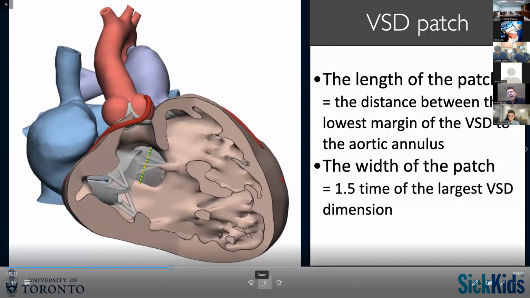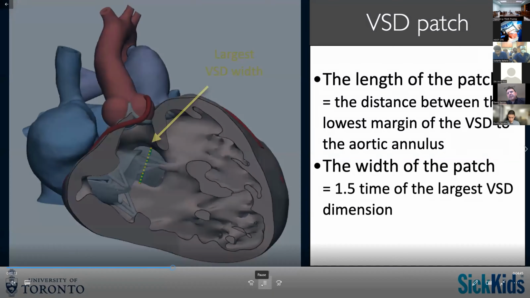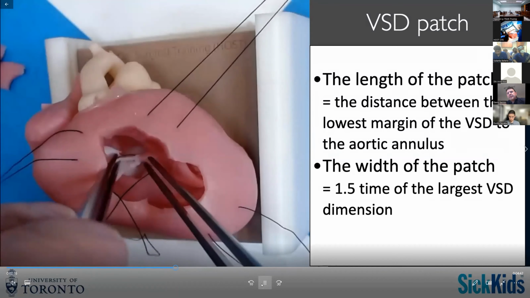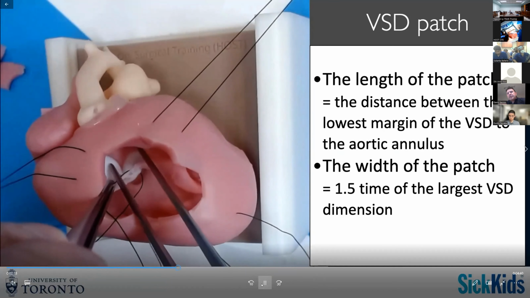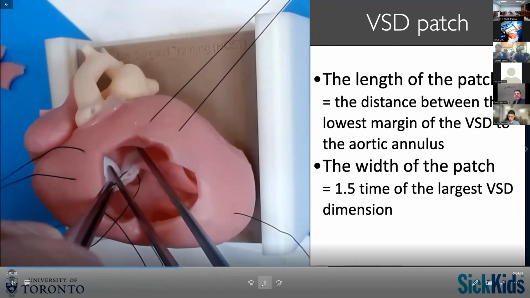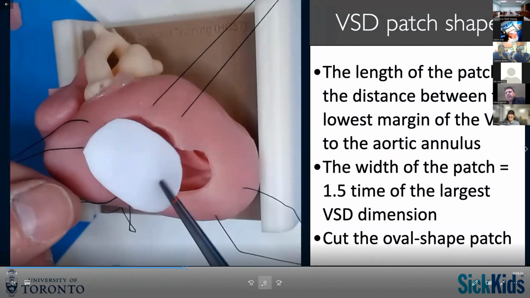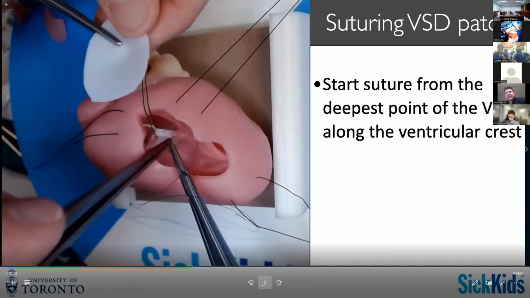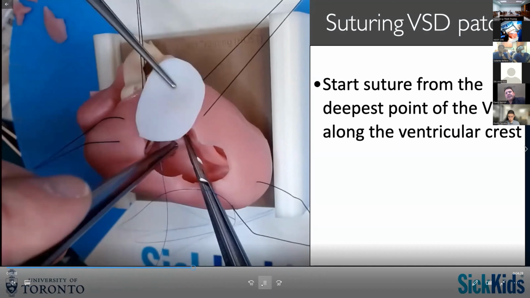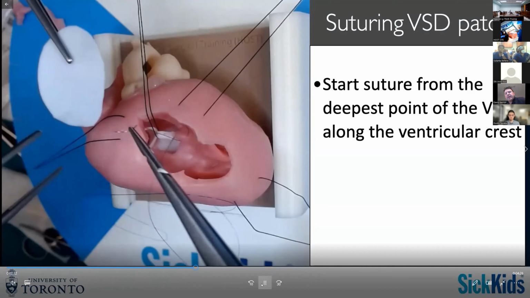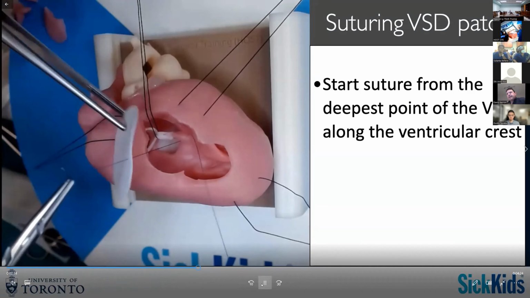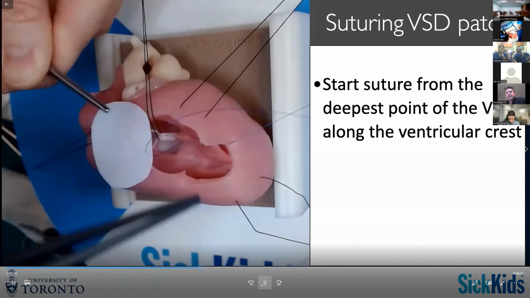And then we need to estimate the width of the patch. And in trying to estimate things, you obviously can't make your patch too big, but as a general guide, I would make the patch 1.5 times the width between the VSD and the tricuspid valve, at least 1.5 times.